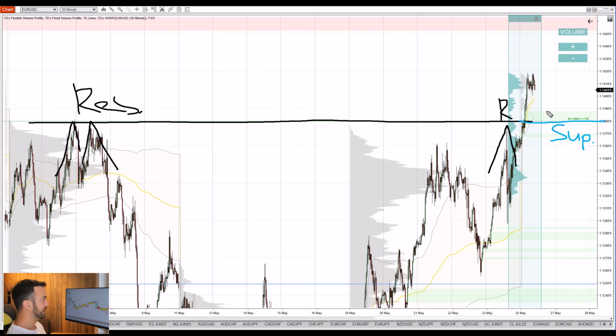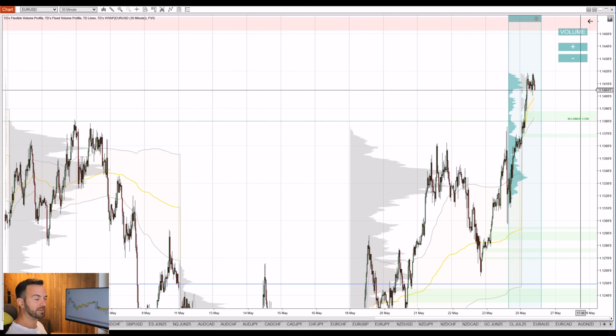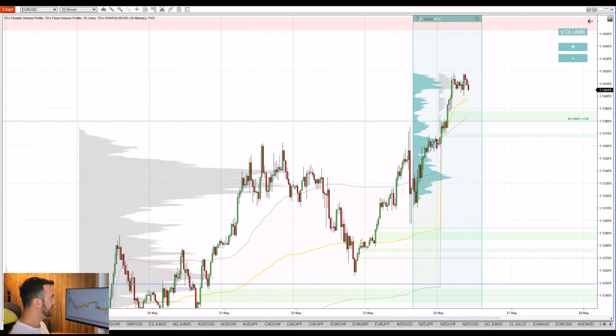So all those setups aligned and are currently pointing to this level. So right now, I think that it is a solid support and I'm waiting for a pullback. And when the price reaches this support, I think that there is a solid chance that the price will go up from there. Alright, so that's for the euro, and let's now check out the British pound.